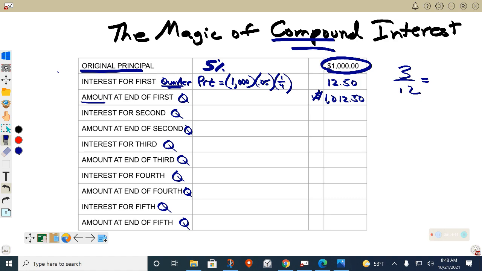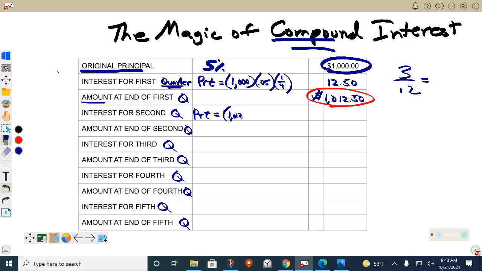Let's start the second quarter now. The second set of 3 months. We're gonna leave that $1,012.50 in the bank and let it continue to grow. Here we go now. But this time, I'll put PRT. The interest for the second quarter is not gonna be 5% of the 1,000, it's gonna be 5% of the new principal, which is now this.